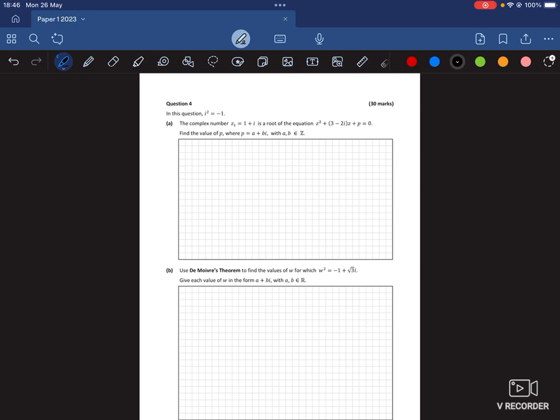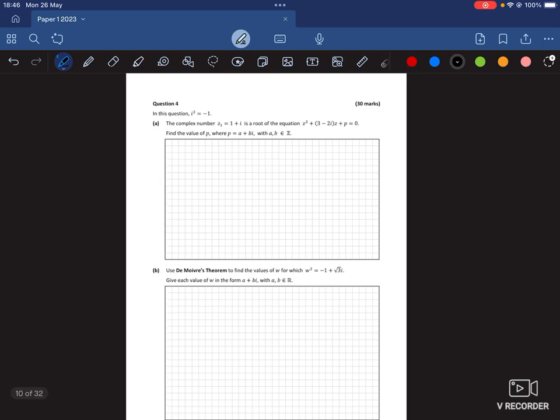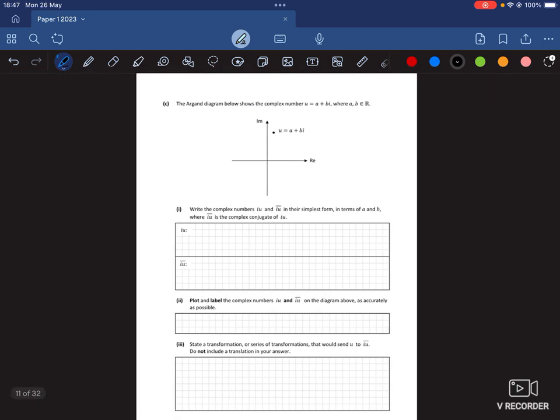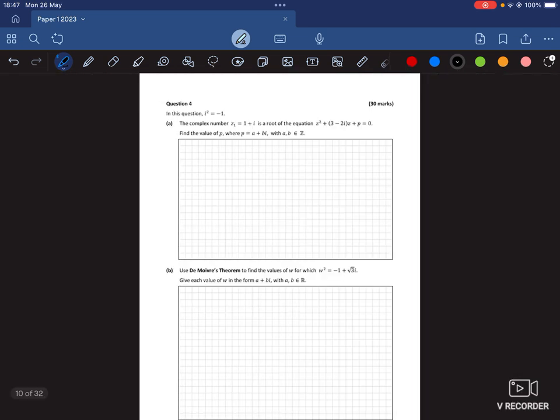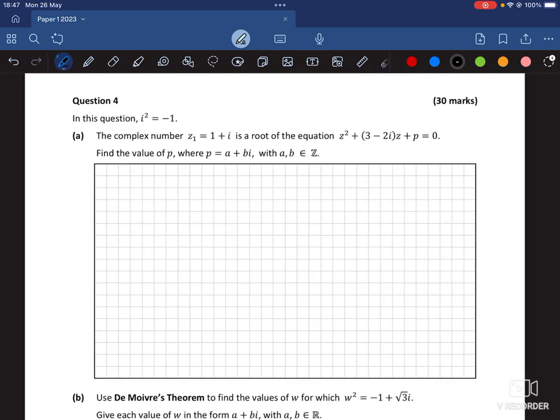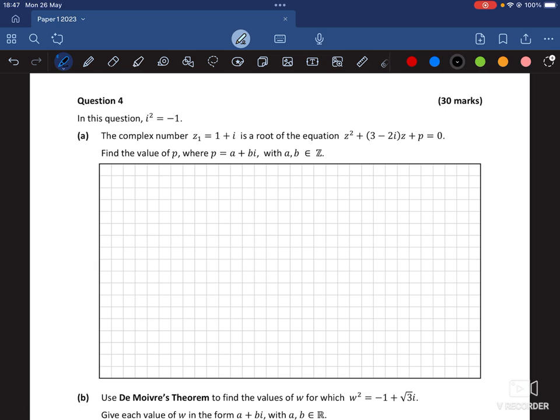I'm going to keep going with the questions now. This is a really difficult complex number question. I remember doing it. This Leaving Cert was really bad. It was kind of impossible to get full marks on any question, but I'll do this one now just to show you.